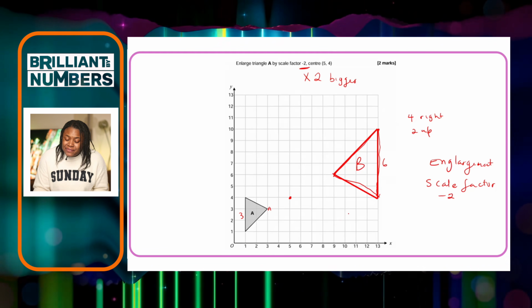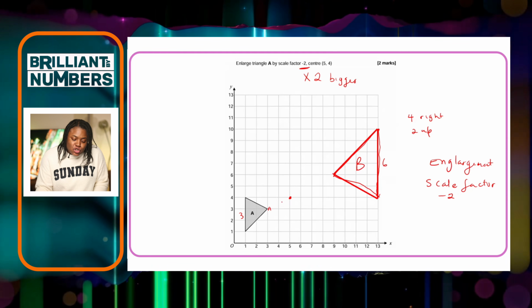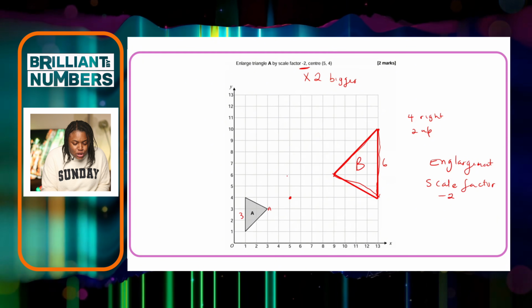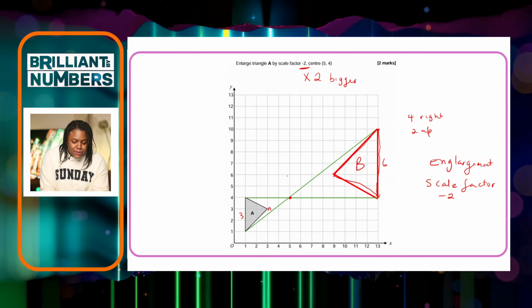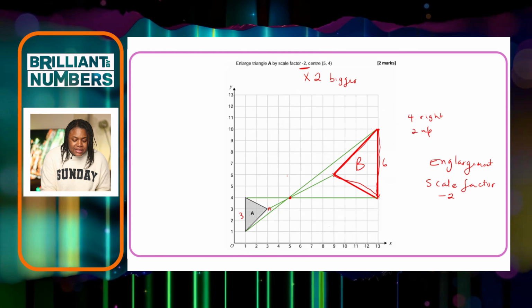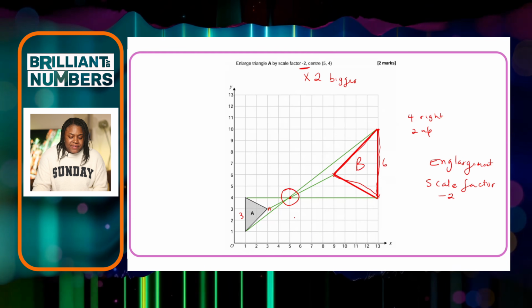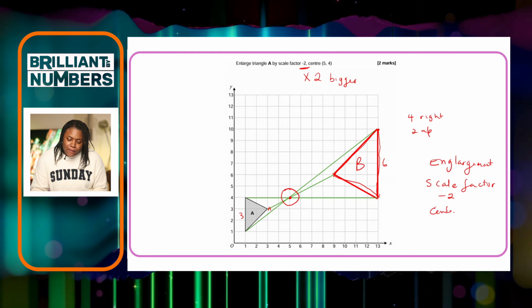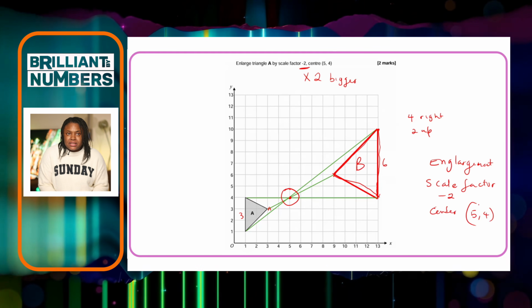Now, in order to find the center, you would draw straight lines to match the corresponding sides. I've put that in. So you would connect the matching points together, the tips together, the tips together. Where they intersect, you would be able to find the center. So it's 5, 4. And that's how you would have described it.